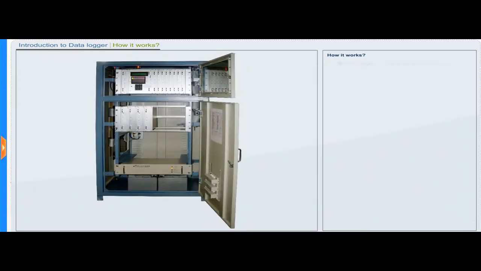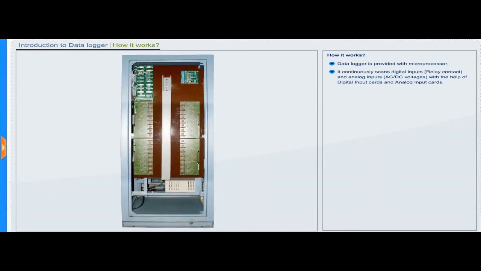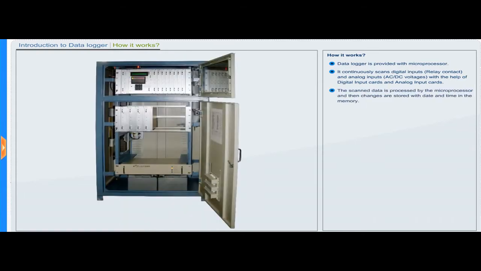How it works. Data logger is provided with a microprocessor. It continuously scans digital inputs, relay contacts, and analog inputs, AC or DC voltages, with the help of digital input cards and analog input cards.